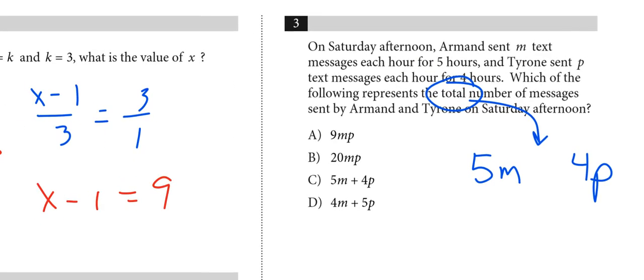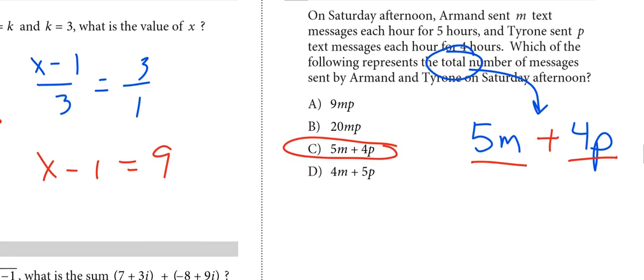Okay, so we get to Saturday afternoon. Armand sent M text messages every hour for 5 hours, so that's how much he sent. Tyrone sent 4 hours worth of messages each hour P, so total would be doing what? Multiplying, adding. Hopefully you know that's adding. So that gets me that answer there.